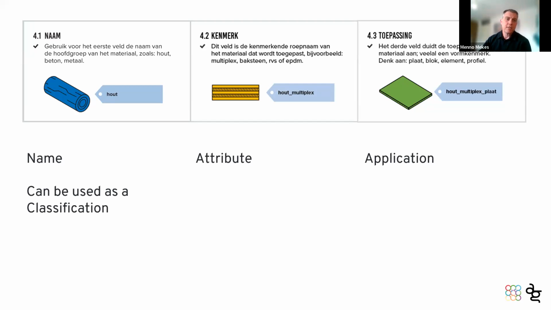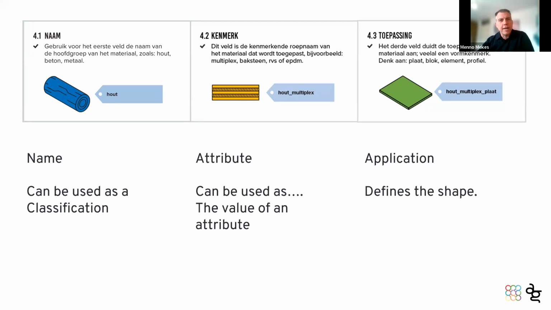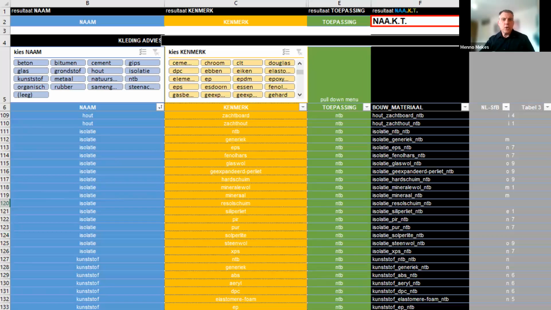So name can actually be used as a classification because it's like a category, a group of specific materials. Attributes can be used as, well, the value of an attribute. An application defines the shape, like a sheet, brick, or a profile. Now it's a human readable list. And if you want to experiment, we are even in the BSD test environment.